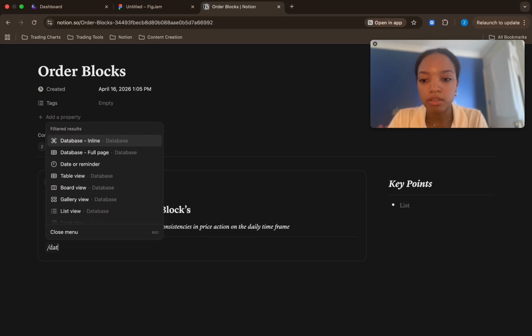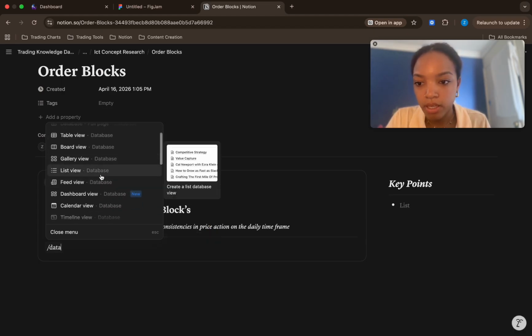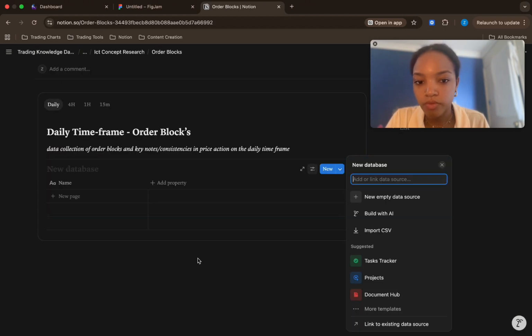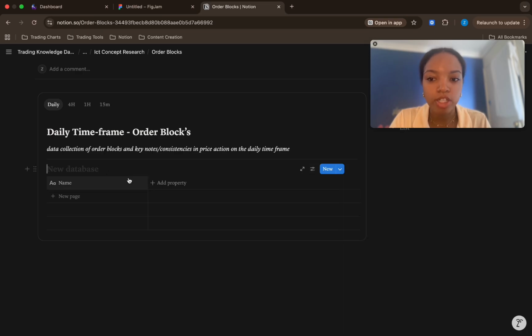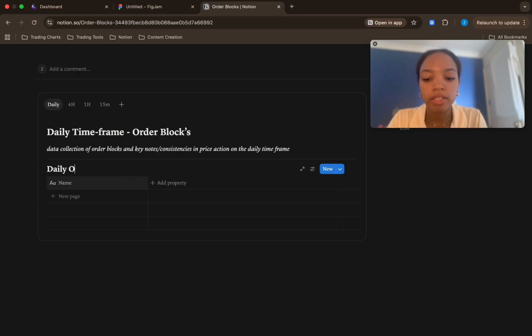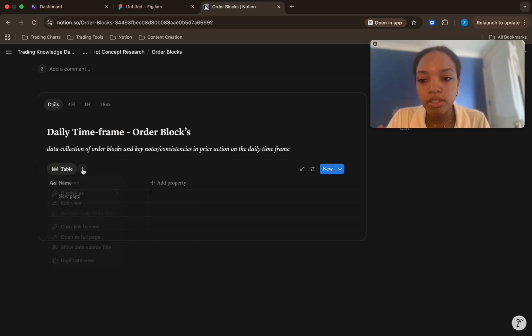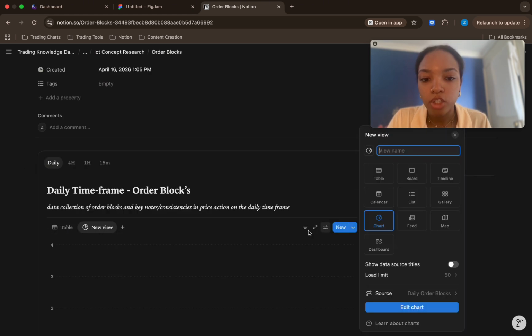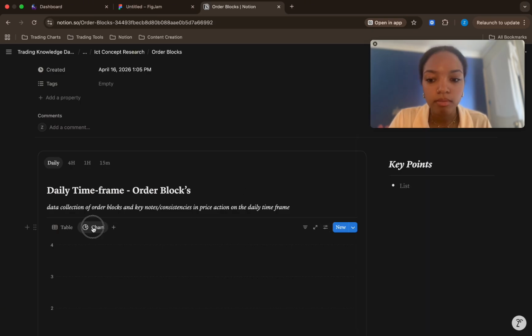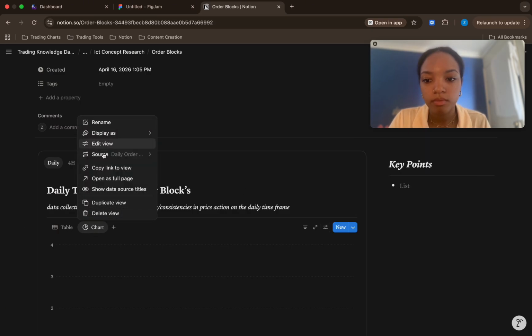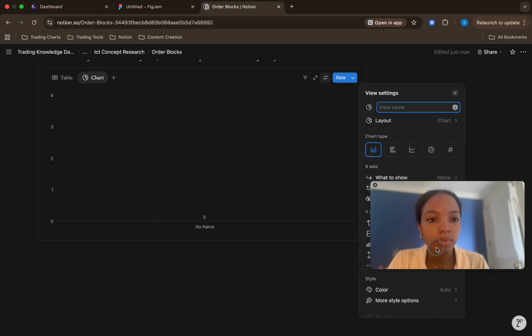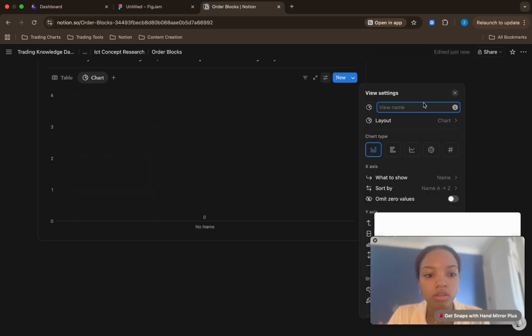This is where we're going to put our database. We're going to make it just a basic table view, so it almost makes it like a spreadsheet. And this is where we're going to do daily order blocks as the name of that, and then you can also hide the title right here. So this is going to be our table, and then we'll have a chart which is going to display the win rate. I'm just going to put the name there, and then we can change it in the future.